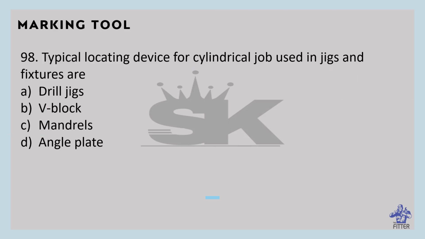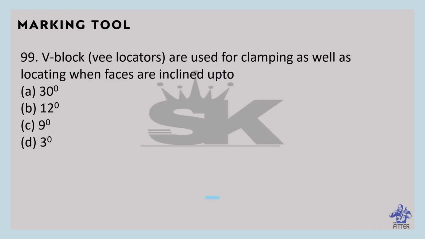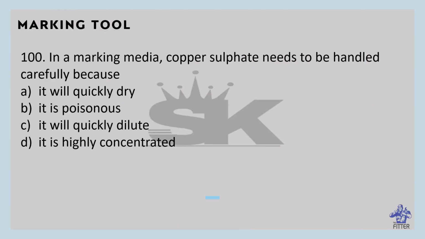A typical locating device for cylindrical jobs used in jigs and fixtures is the V block. V blocks are used for clamping as well as locating when faces are inclined up to 30 degrees. In marking media, copper sulfate needs to be handled carefully because it is poisonous.